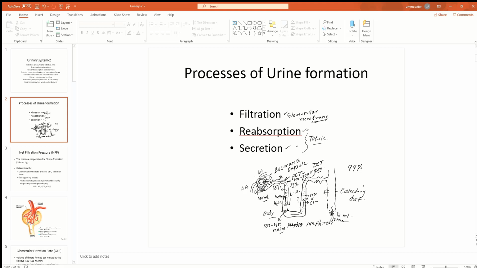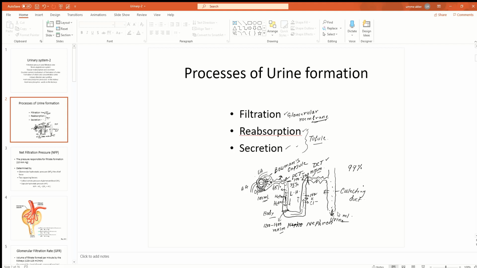So two limbs allow two different components. This part is allowing the water to leave, this part is allowing sodium, potassium, chloride, but not water. Okay, so that is the first part of the nephron, what happens in the proximal convoluted tubule and loop of Henle. Now here in the distal convoluted tubule, what happens in this part and this part?